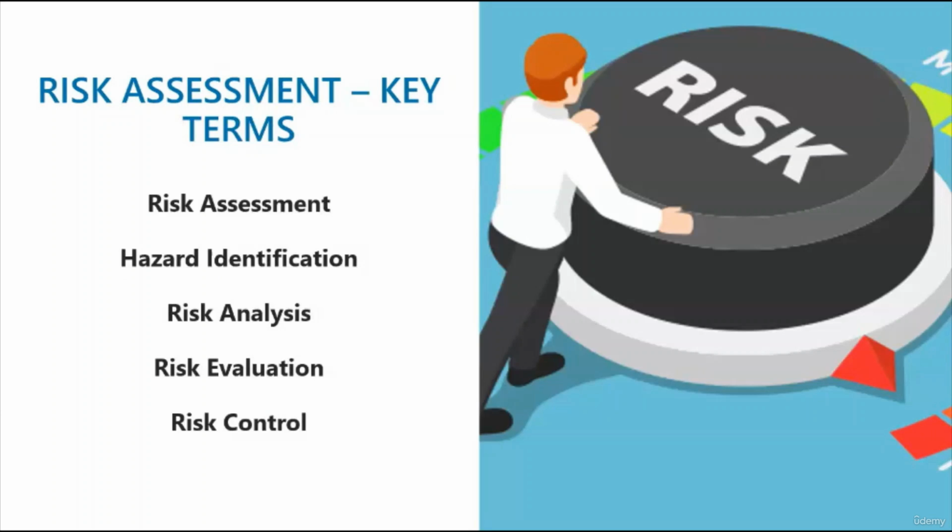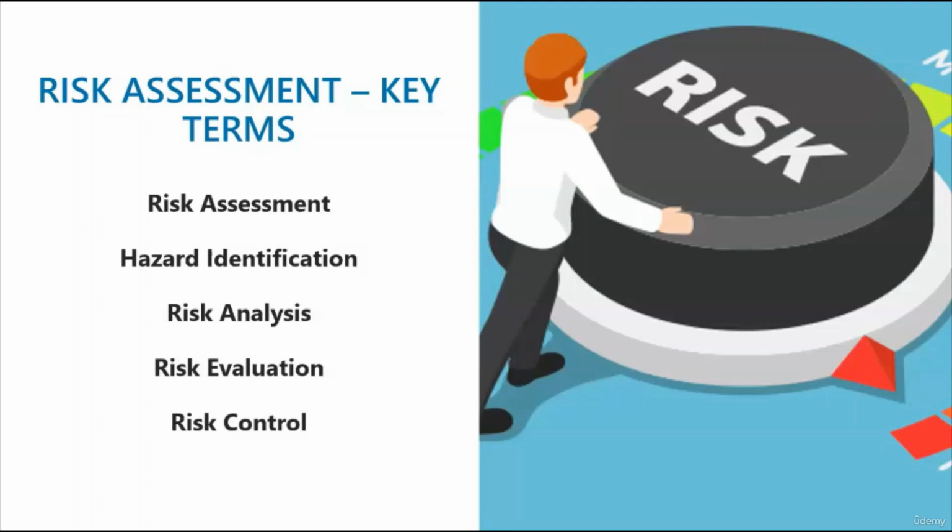There's the risk assessment itself, which is the overall process of hazard identification, risk analysis, and risk evaluation. Then there's hazard identification, which is the process of finding, listing, and characterizing hazards. Remember, hazards are things that have the potential to cause harm in the workplace or anywhere where you may have operation or projects. Risk analysis, on the other hand, is a process for comprehending the nature of hazards and determining the level of risks. Note that risk analysis provides a basis for going on to risk evaluation and making decisions about risk control.